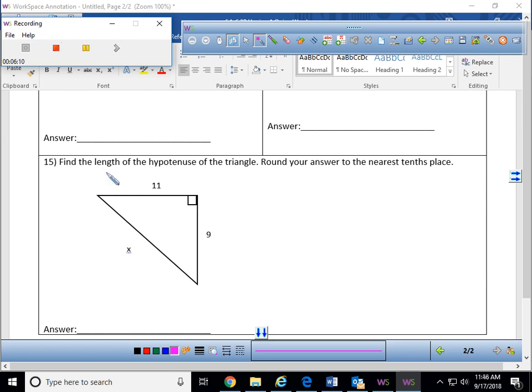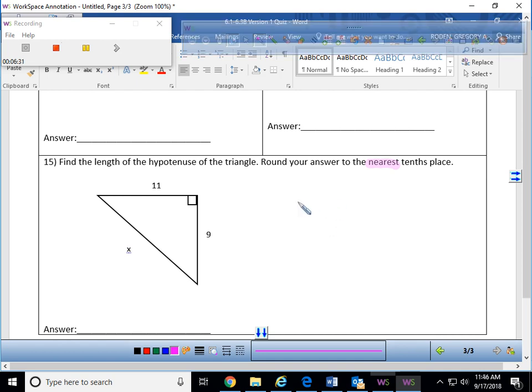Alright, so for this one we want to read the directions very carefully. Find the length of the hypotenuse of the right triangle. Round your answer to the nearest tenth place. Let me underline that. Tenth place. So a tenth place is one place to the right of the decimal. So on this one, unlike number 13, you're actually going to have to put your answer as a decimal.